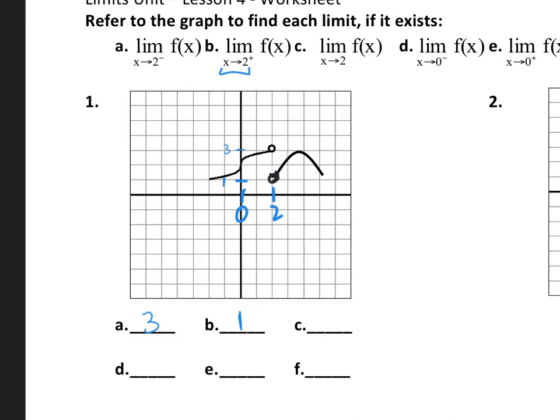And then lastly, when there's nothing next to the 2 here, then we're just saying, okay, we're approaching 2 from both directions. Now, if we're approaching the same y value from both directions, like for instance over here on 0, then the limit exists. But if we're approaching 2 different y values, because we're approaching 3 when we came in from the left, and we're approaching 1 when we came in from the right, then in this case the limit does not exist. We don't have a number that we can say that it's approaching.